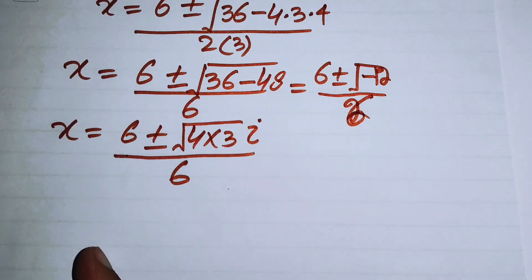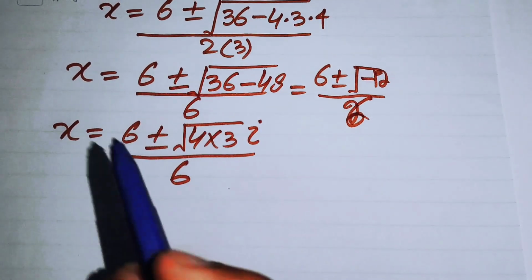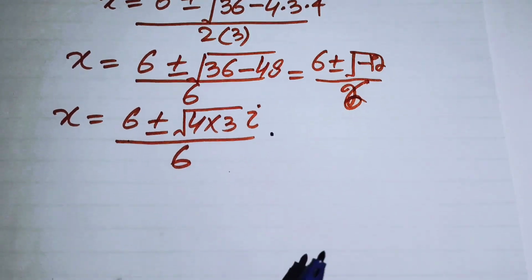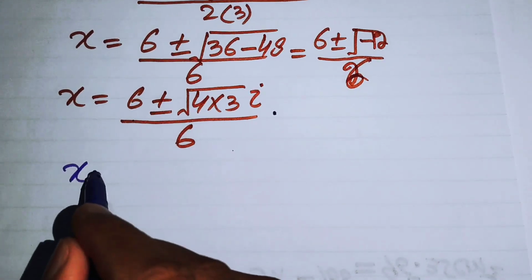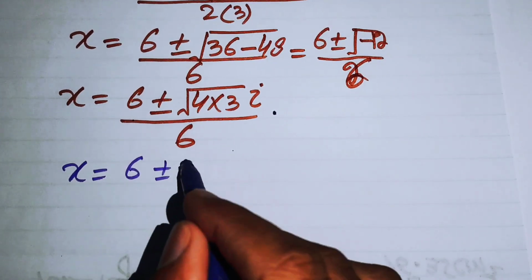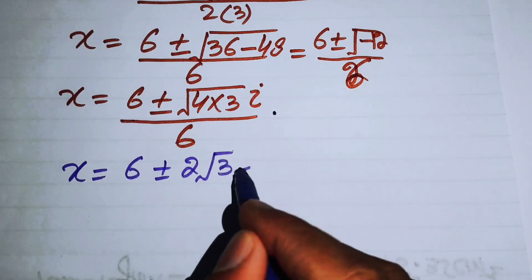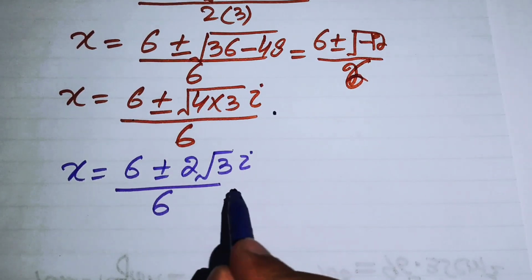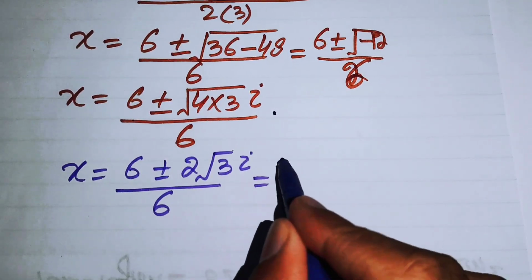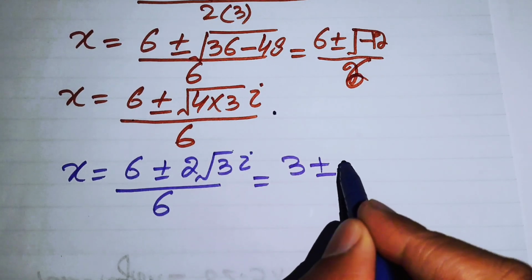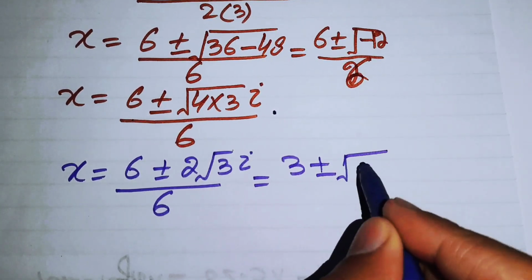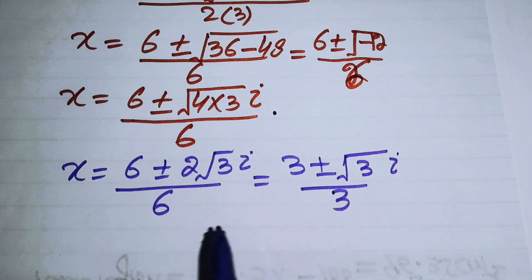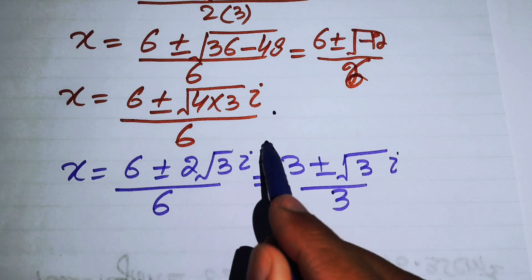Now you can just open this term, and you finally get the values of x equals 6 plus or minus 2 times square root of 3 iota over 6. Now we can take 2 common from the upper term, and you get 3 plus or minus square root of 3 times iota over 3. So these are the first two roots of the given equation.